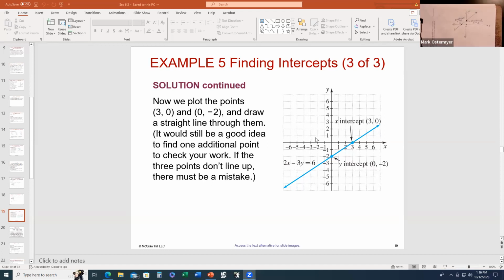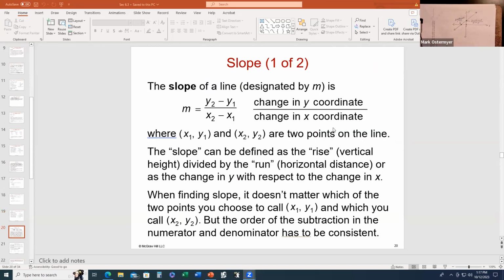Just another way. And another reason why we're exposing you to these intercepts, ladies and gentlemen, is because these intercepts have very important meanings in application problems when you start trying to apply linear equations to the real world. All right.